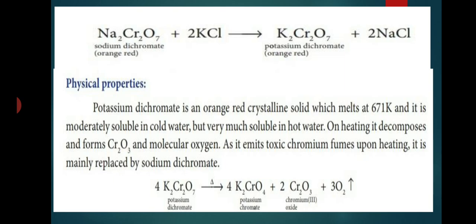The first step takes place in the reverberatory furnace at a temperature of about 1000 degrees Celsius. Regarding physical properties, it is an orange crystalline solid. The melting point is 671 Kelvin. It is moderately soluble in cold water but very much soluble in hot water. When it is heated, it is decomposed into chromium 3 oxide, that is Cr2O3, and molecular oxygen.